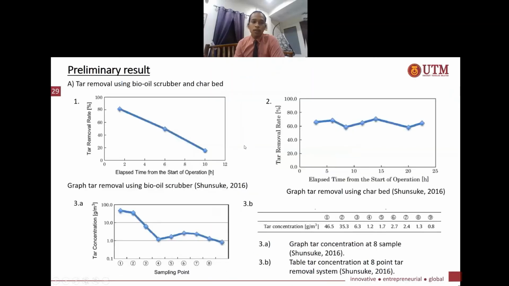Here is the preliminary result. This result shows tar removal using bio oil scrub and charbed. It can be seen in graph 1, number 2, and number 3. And 3b is the tar concentration for each sample.